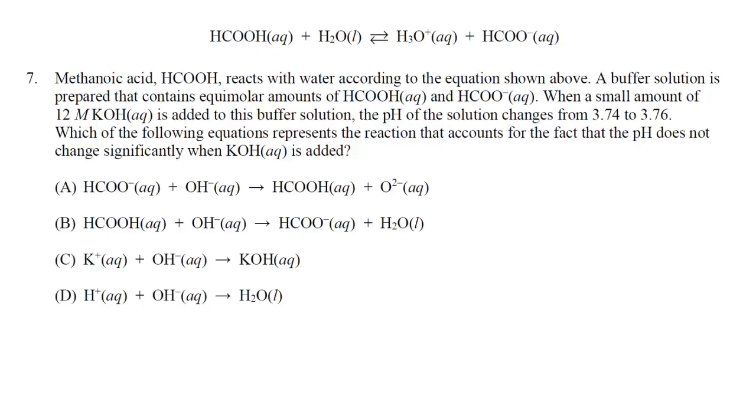Now, when a small amount of 12 molar KOH, or potassium hydroxide, that's a strong base, is added to this buffer solution, the pH of the solution changes from 3.74 to 3.76. So the pH increases, but only slightly. And here comes the question. Which of the following equations represents the reaction that accounts for the fact that the pH does not change significantly when this strong base, potassium hydroxide, is added?